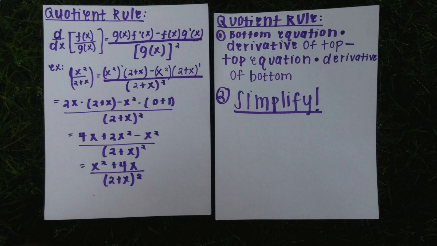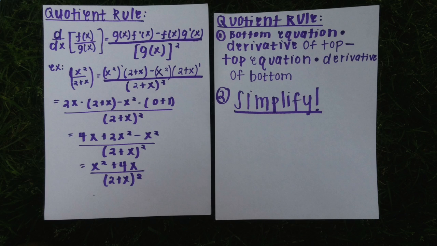In simpler terms, you're going to take the bottom function, multiply the derivative of the top function, minus the top function times the derivative of the bottom function, all divided by the bottom function squared. This is very similar to the product rule, all except the minus sign, and dividing by g of x squared. That's pretty cool if I do say so myself.